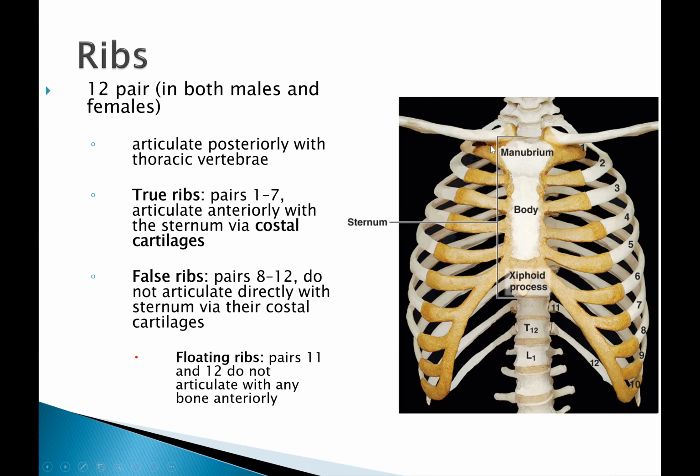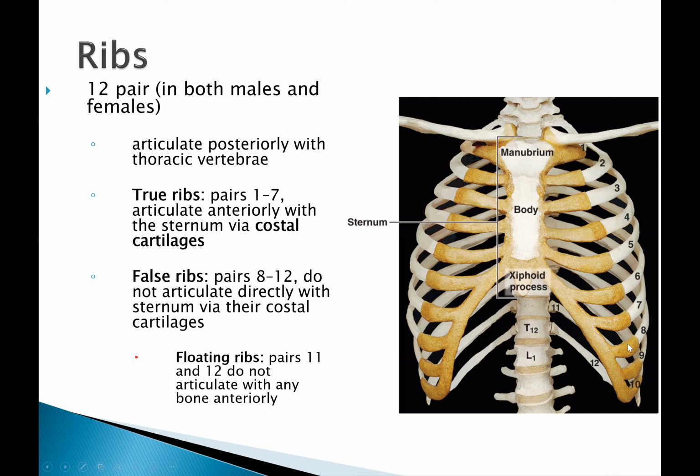Okay, so 1, 2, 3, 4, 5, 6, 7. Boom. They all connect to the sternum. False ribs do not. They do not connect directly to the sternum. So ribs 8, 9, 10, 11, and 12 don't connect directly to the sternum.